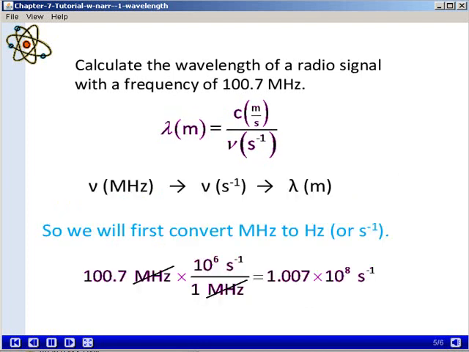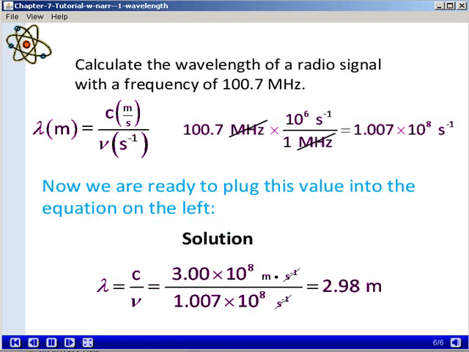So first, the conversion from megahertz to hertz. We'll use dimensional analysis for that, and we're just going to make use of the metric prefix mega. Converting megahertz into seconds to the minus 1 gives us 1.007 times 10 to the 8th power seconds to the minus 1 power.